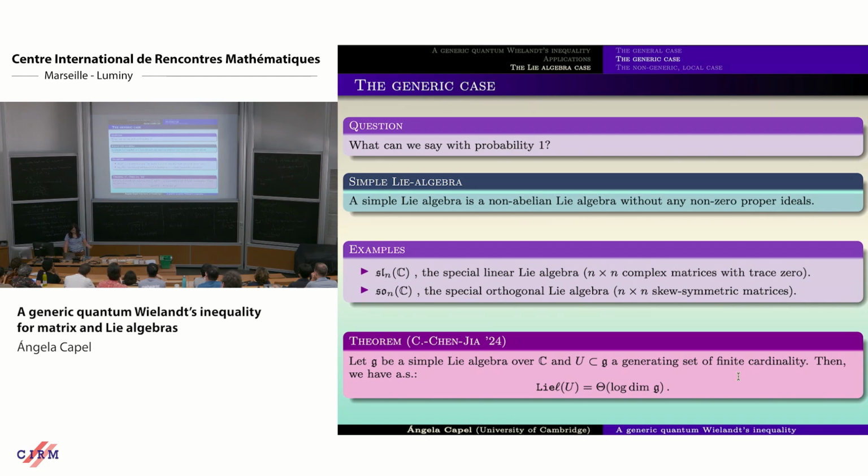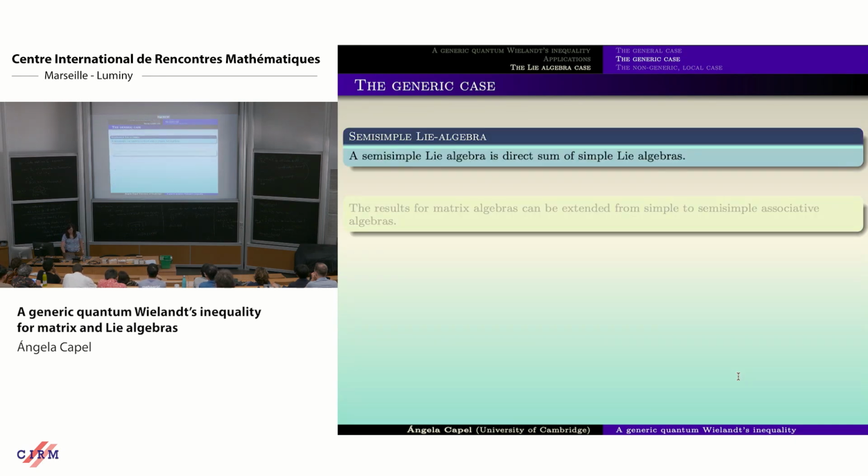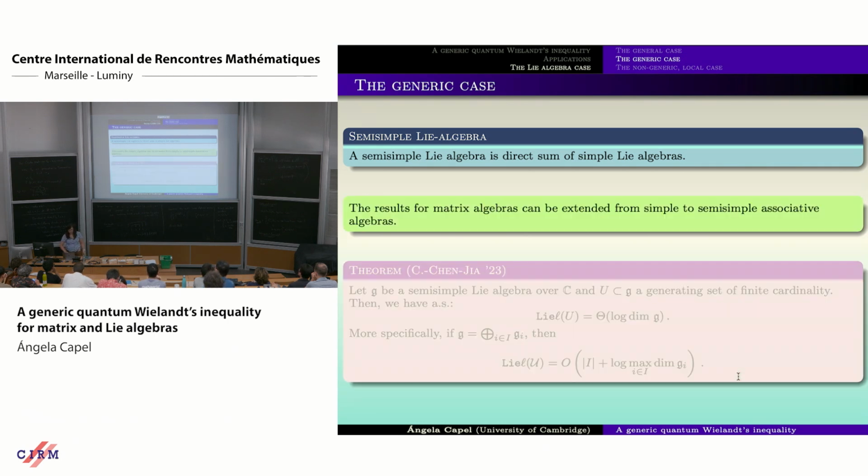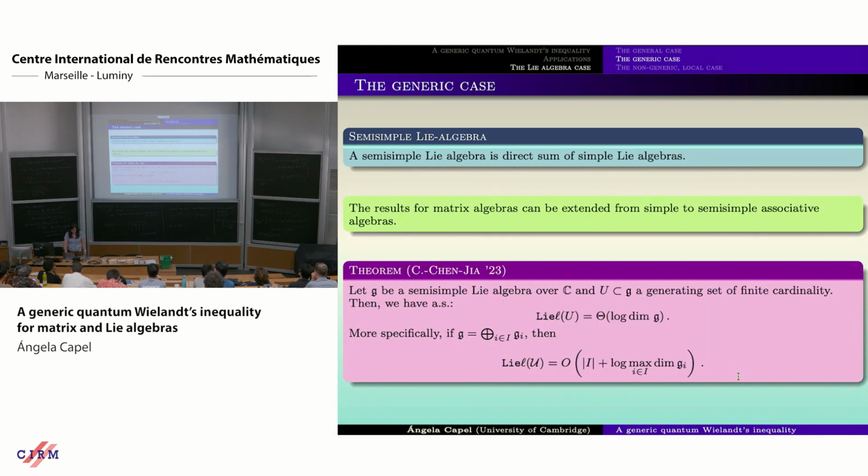So this is the main result that we obtain for the generic case. And again, we're not super happy because of the number of elements that appear in the generating set. But still, this is for simple Lie algebras. And in principle, if you have a simple Lie algebra and now you put a bunch of simple Lie algebras together, the results should survive. And this is what happens. So if you consider now a semi-simple Lie algebra, you can still do the same, because again, a semi-simple Lie algebra is a bunch of simple Lie algebras together.